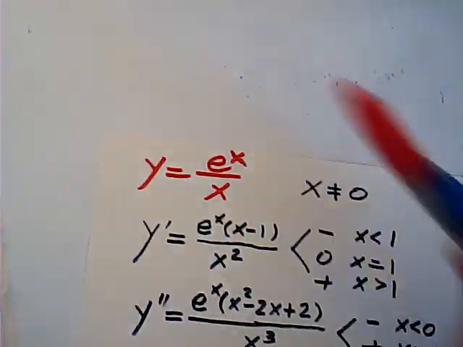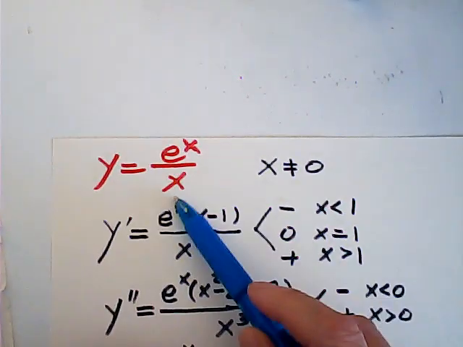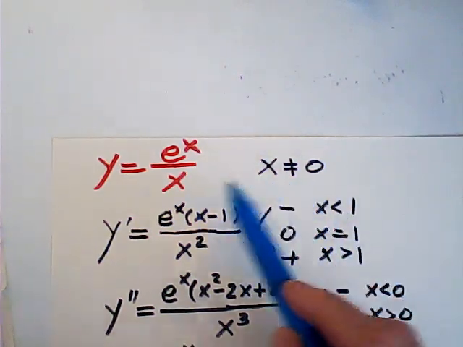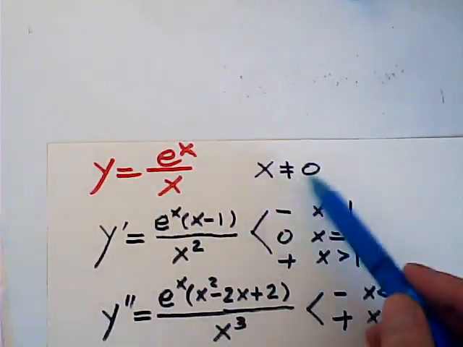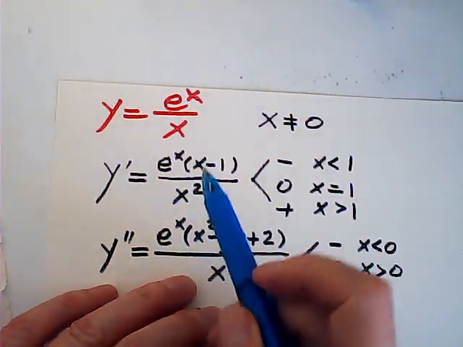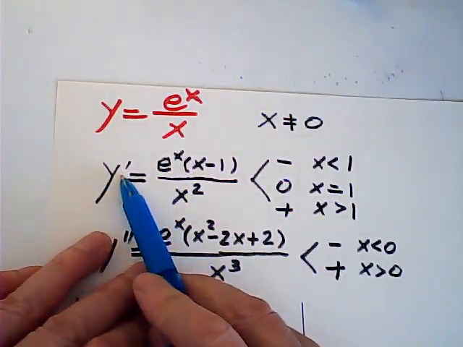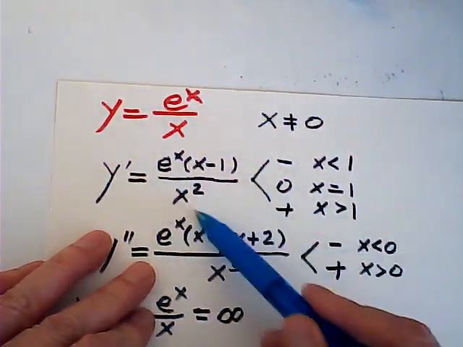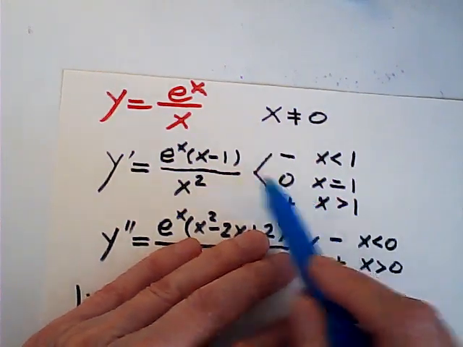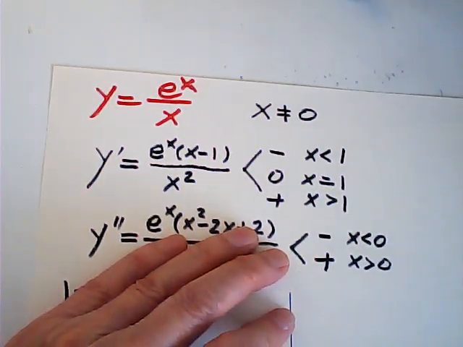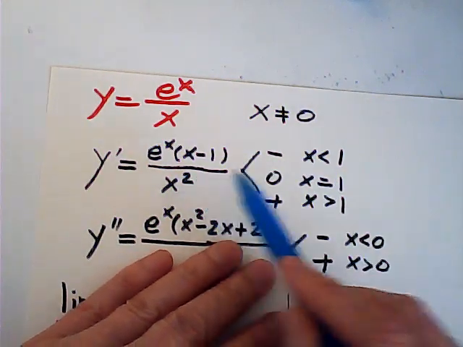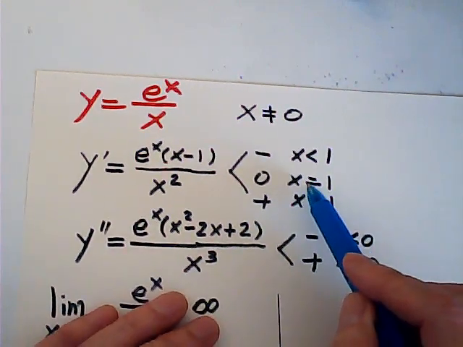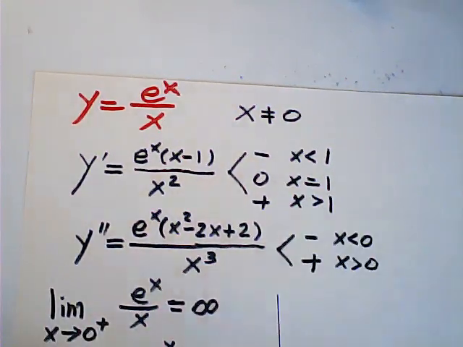This function. Now, in this function, x is not defined at 0. That means this function is defined everywhere but 0. Now the first derivative: use the quotient rule and simplify, you get this, from which we know that the first derivative is 0 at 1, and before 1 it is negative, after 1 it is positive. So at 1, the function is reaching a maximum.